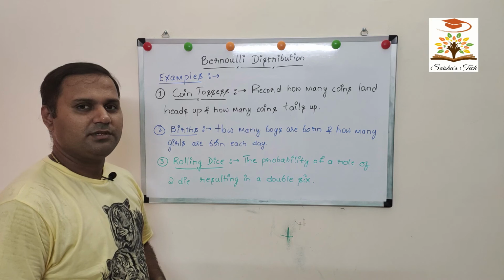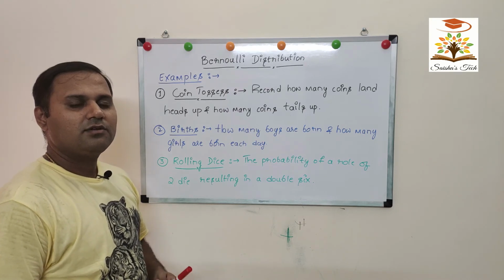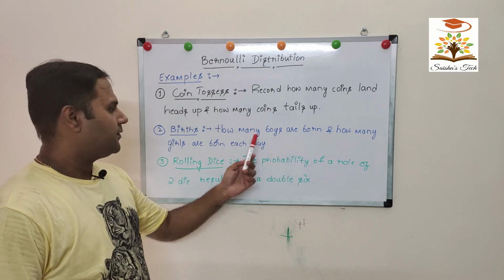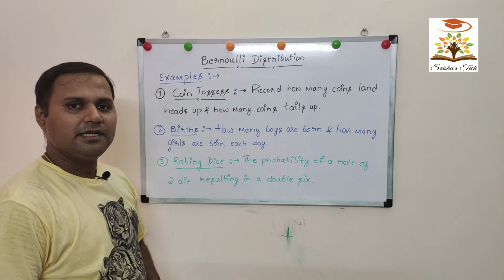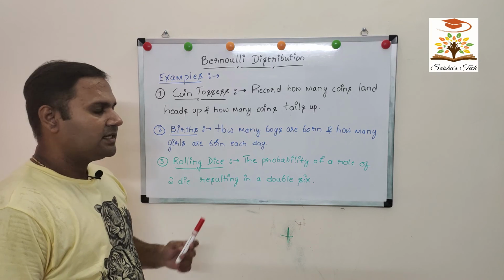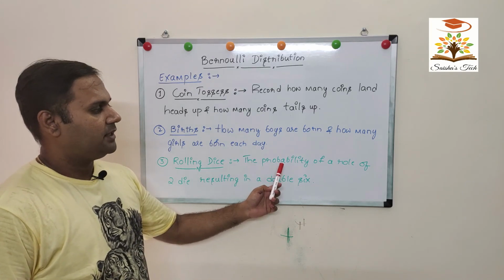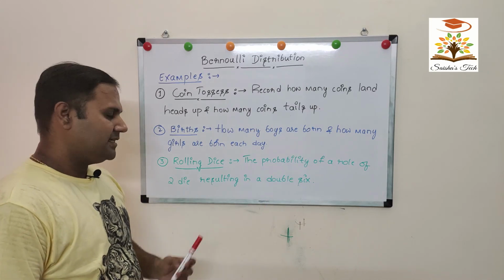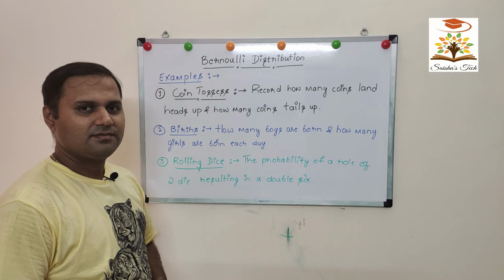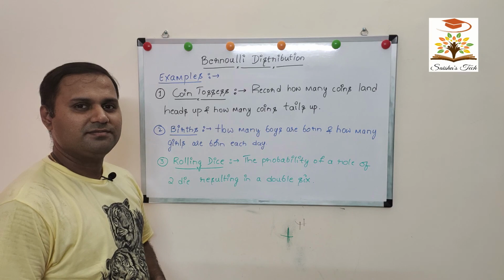In example of births, we can calculate the probability of how many boys are born and how many girls are born in each day. In case of rolling dice experiment, we can calculate the probability of a roll of 2 dice resulting in double 6. These are some of the examples of Bernoulli's distribution.